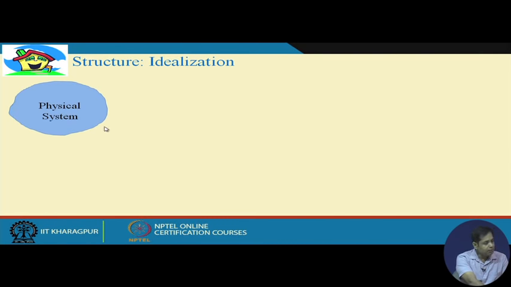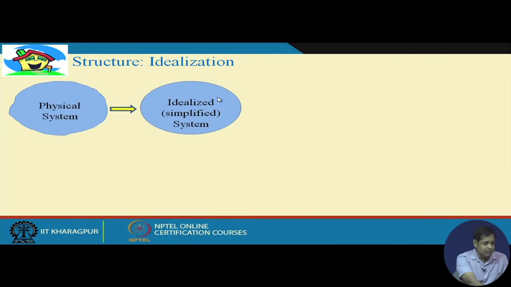So, what we do is instead of taking the physical system as it is, we take an idealized physical system. We take a simplified model of this physical process, okay, and then try to analyze this simplified process. Now, this idealization of this physical system must be as close as possible to this physical system. Again, this idealization depends on what exactly we are looking for in this analysis. If your requirement is different, then our method of idealization, or the idealized model of the same physical system, will be different.